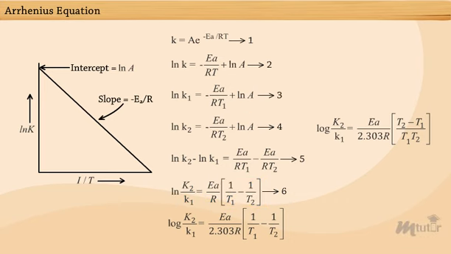Converting this equation to log, we get log(k2/k1) = Ea/(2.303 R) × (1/T1 - 1/T2), which can be written as log(k2/k1) = Ea/(2.303 R) × (T2 - T1)/(T1 T2). This is the Arrhenius equation, used to calculate the effect of temperature on the rate of a chemical reaction.